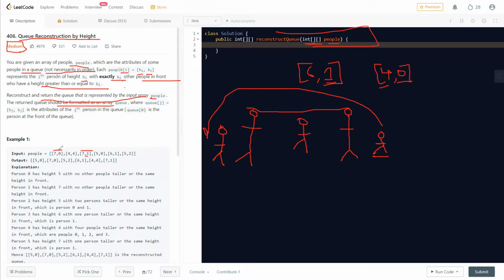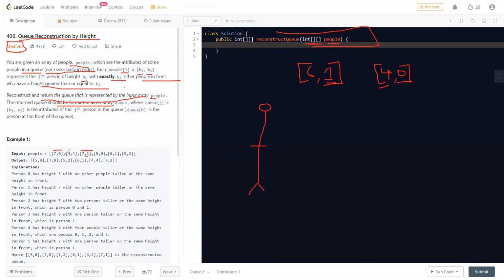Somehow the 70 will stand, let me erase this off, and this person 70 is standing here and there is another person 7-1. This guy is standing here. So that means when this 7-1 person over here looks front, he can find one person whose height is greater than or equal to 70, like his own height.